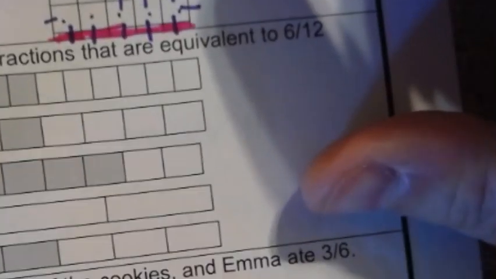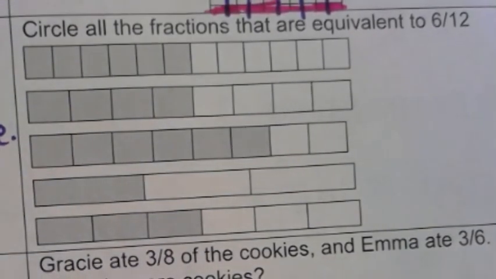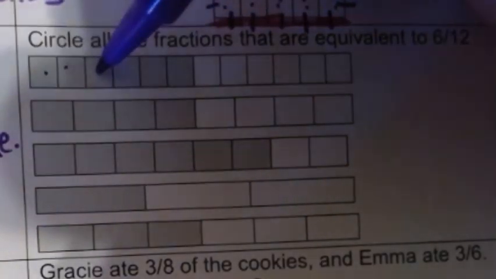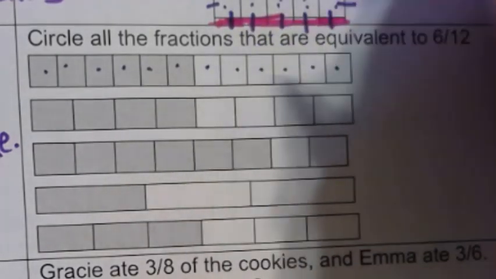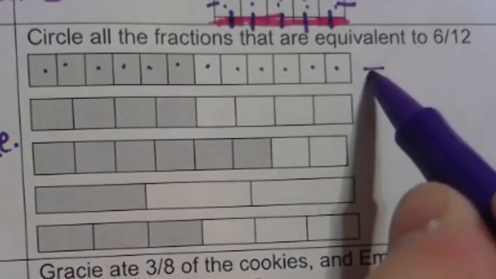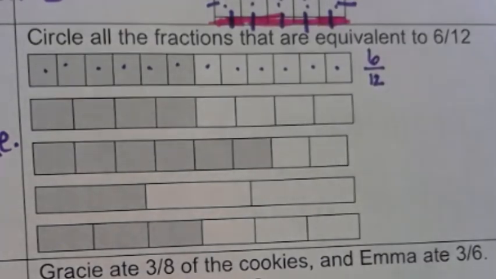All right, moving on. Here we go. We want fractions that are equivalent to 6/12. What does equivalent mean? It's another fancy word for equal. Just means equal. So here, let's look at this first one. 1, 2, 3, 4, 5, 6, 7, 8, 9, 10, 11, 12. There's 12 total pieces. That's our denominator. And there's 6 that are colored in. And that's our numerator.